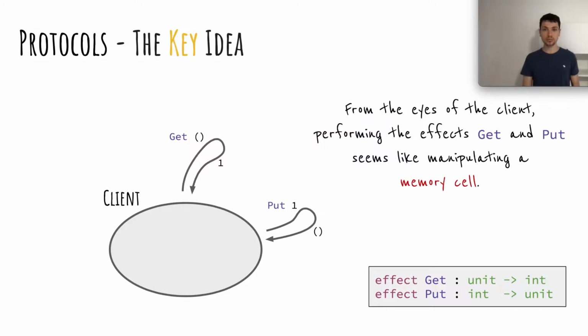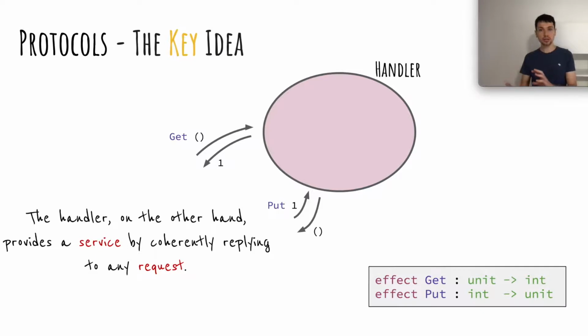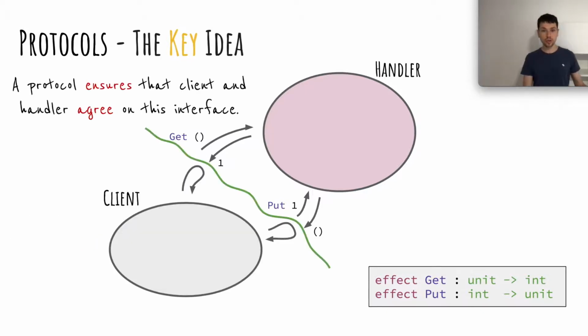between client and handler. So from the eyes of the client, performing these effects was pretty much like function calls. You could imagine that it was simply manipulating a memory cell. And from the eyes of the handler, it could understand this interaction as providing a service, the implementation of a memory cell, and answering requests sent by the client. So the protocol will describe this interaction and enforce that both client and handler agree on this interface.